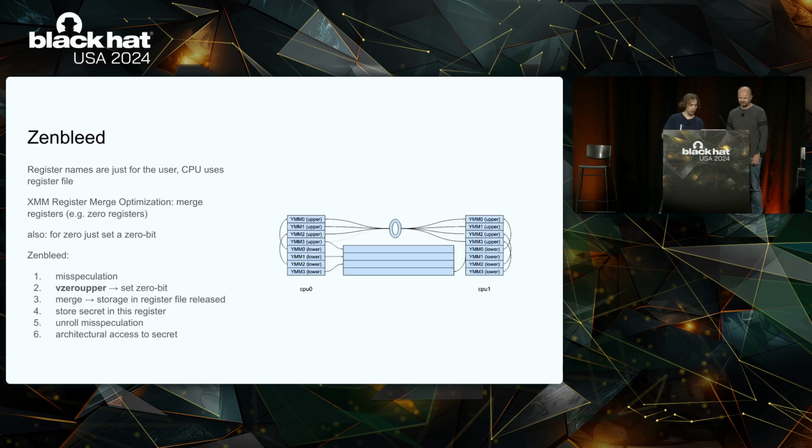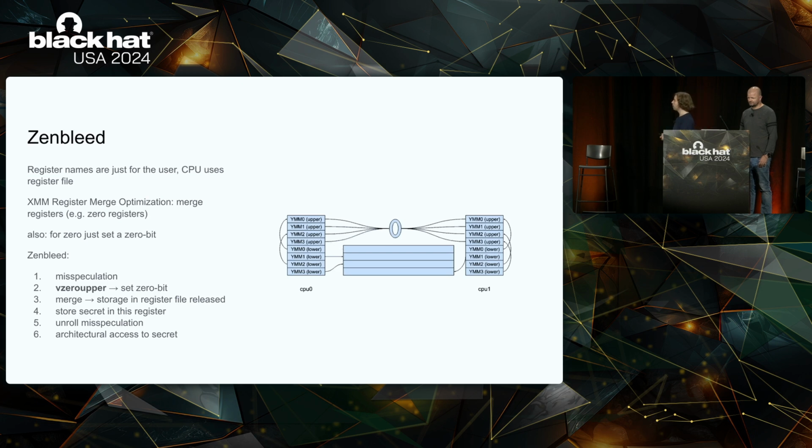Which brings us to the last example in this category of logical bugs, and that's Zenbleed. Here, you might know these register names like RAX, RBX, RCX. That's just flavor for the user. They don't exist on the lower levels, right? There we have a register file with thousands of actual registers, and the CPU uses those. And these registers also can be merged if you have the same value, and also you can zero them. If you zero them, you don't really want to overwrite the data. You just toggle a zero bit, right? And then say, oh, the entire register is 0.